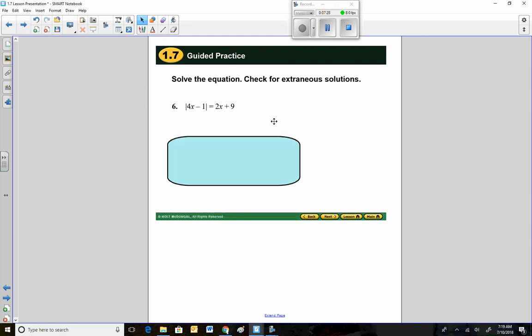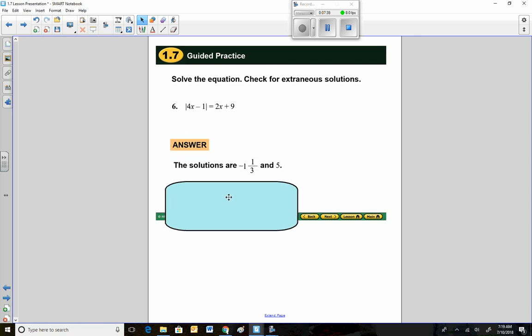Okay, give this one a try. Oh, look, x on this side, x on that side. Check for extraneous solutions. Welcome back. Let's see how you did. Negative 1 and 1/3 and 5. Now, if you got negative 4/3, that's great, or if you got negative 1.33, you're still correct.